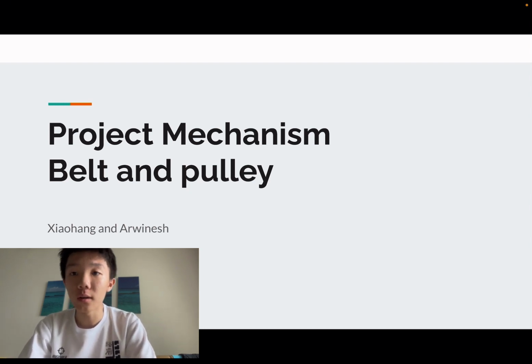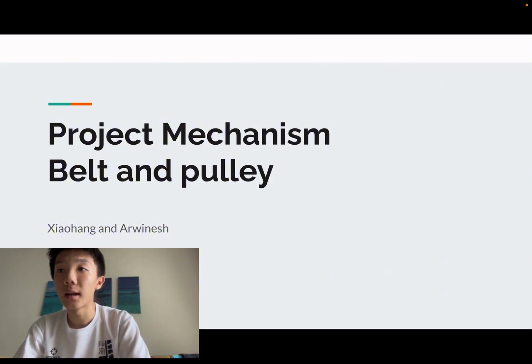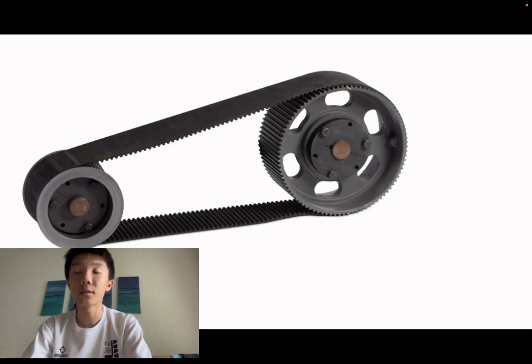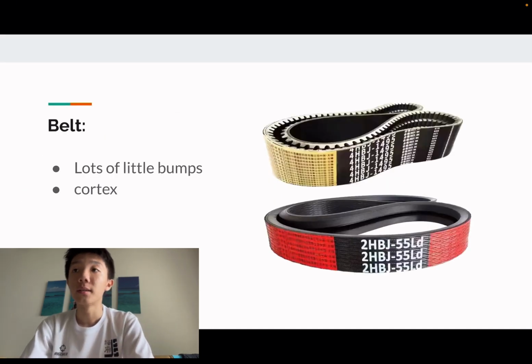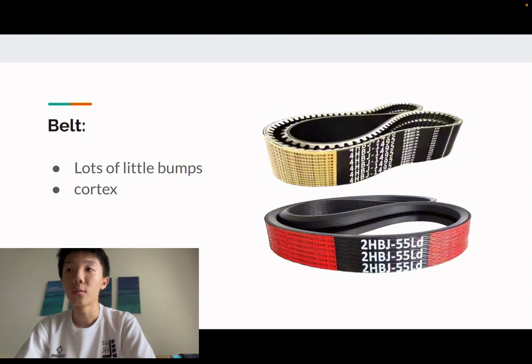And today we are going to talk about belts and pulleys. First thing of the day, I'm going to share with you what belts and pulleys look like. These are belts. They are very similar to the ones we see in our father's closet, but have some differences compared to the ones we wear.